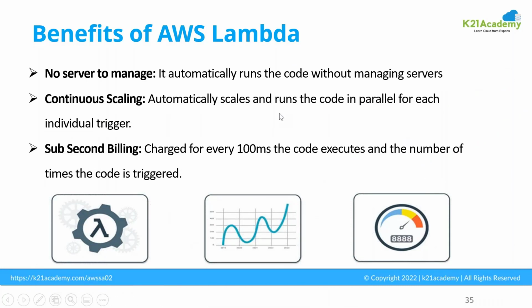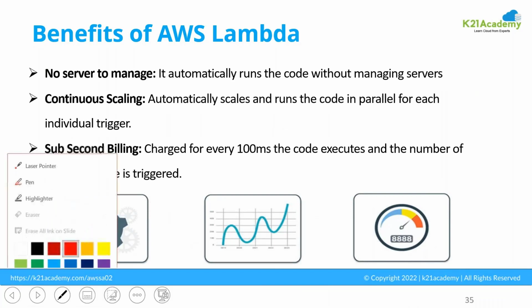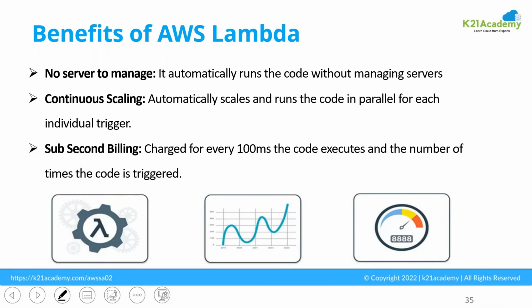The benefits of Lambda are like no server to manage, as we have seen that we haven't created any server, and continuous scaling. If more hits are coming to the Lambda function, the compute behind will automatically scale up and the code will run in parallel, so that there is not even a delay. No, it's not required to make the bucket public always. Okay, so the code will run in parallel for each individual trigger. It will not be a single machine. It will be multiple machines working for it, so that there is no delay in the response also.